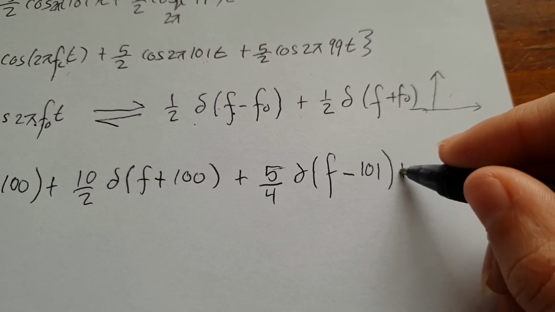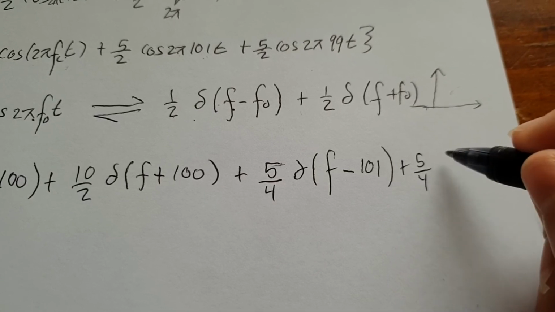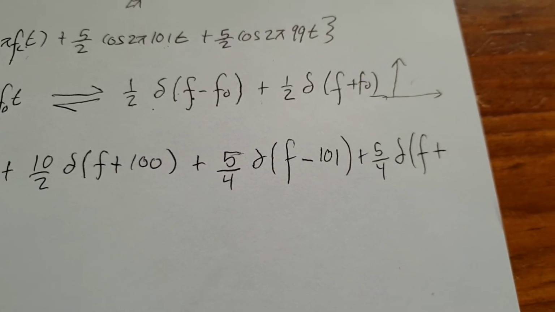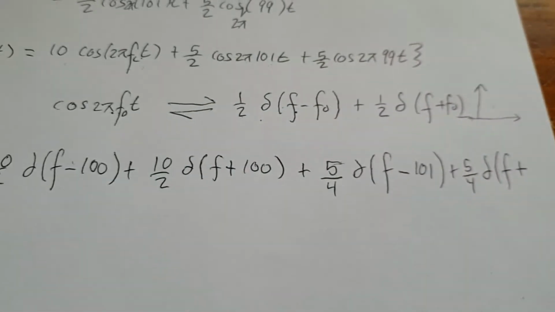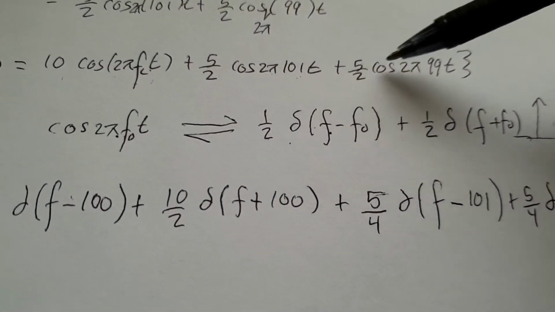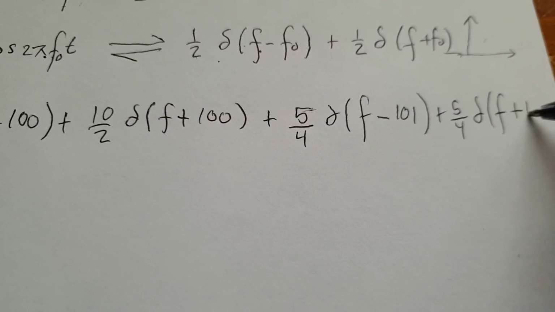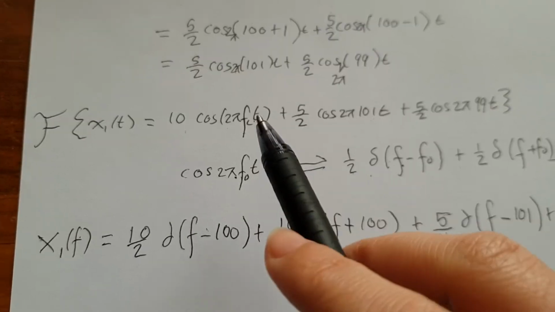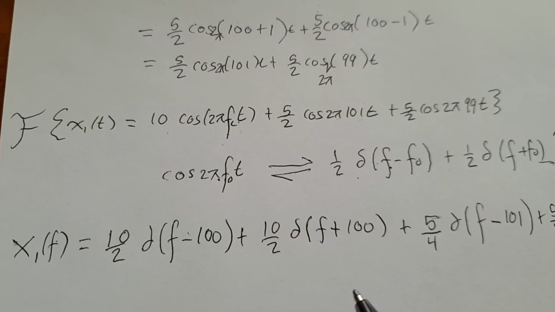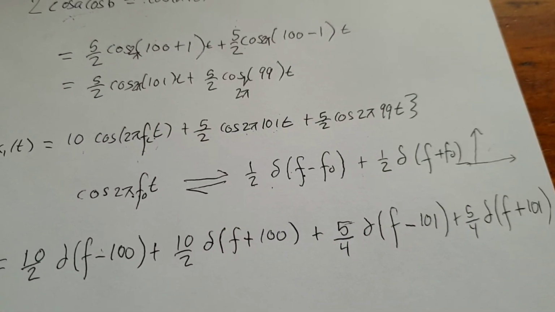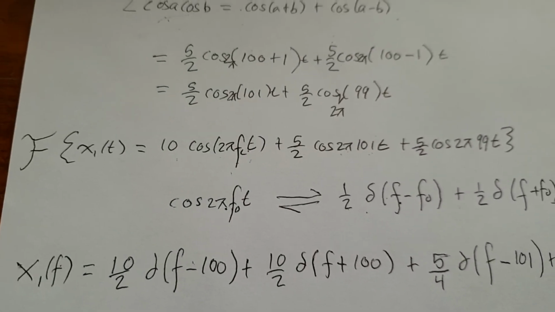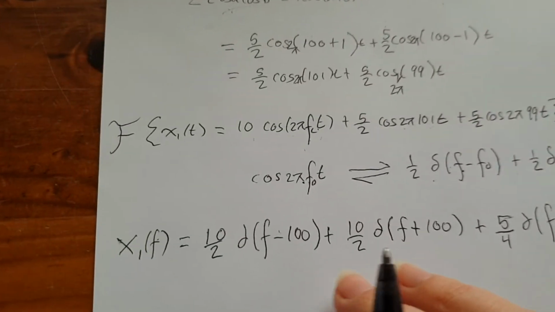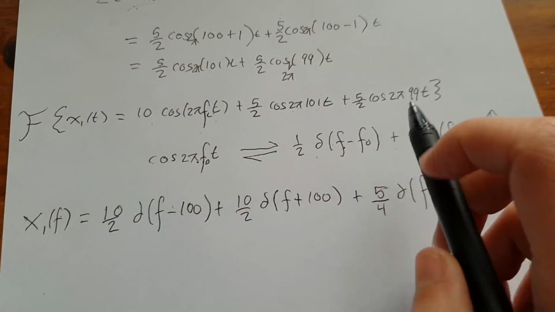So another plus 5 on 4 again, our delta f plus 101. Okay, there we go. So now we've done the 10 cos term and the first 5 on 2 cos term. I'm just going to put a plus here, and let's continue this equation at the bottom here. We'll be doing the third term.